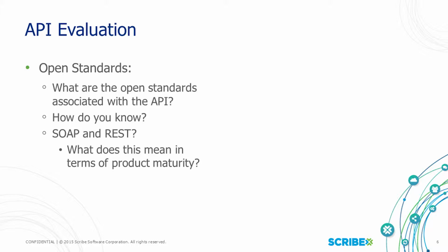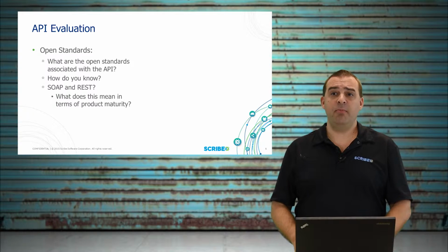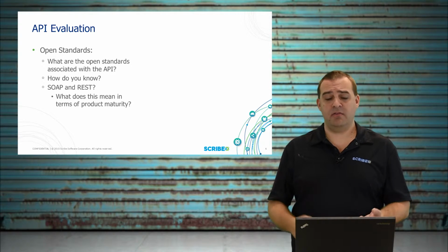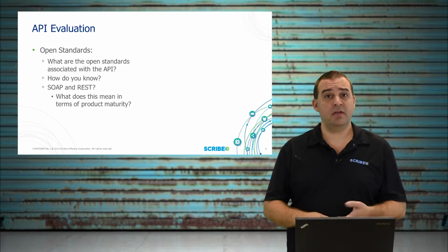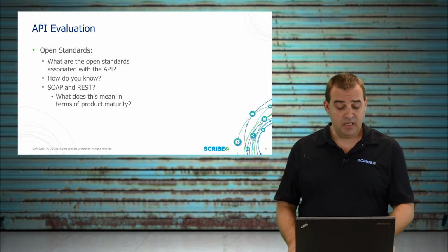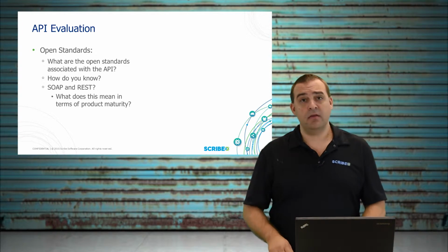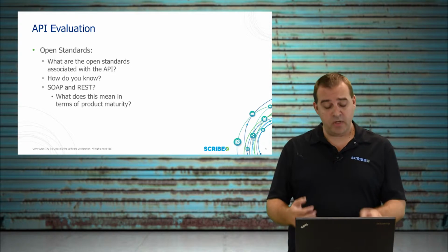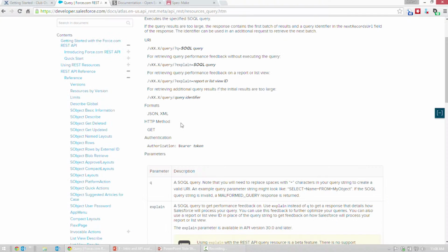Okay, so the next thing we want to talk about is open standards. Does your API, the one that you want to share data with Scribe Online, support open standards? What does it support? Is it SOAP? Is it REST? And how do you know this? Is this documented? We can look at those two APIs that we just looked at, and we saw that, yes, in fact, they were both REST-based.